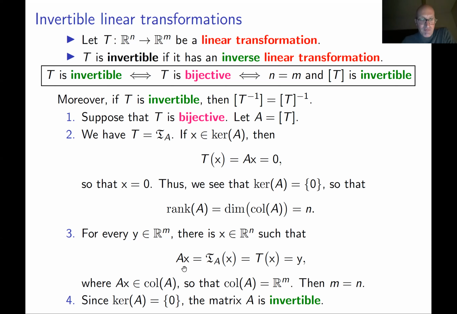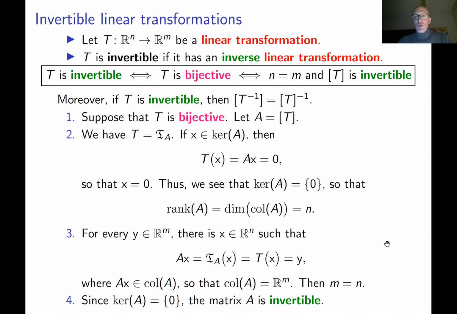And we just proved that the column space is R^M, because the column space lives in M-dimensional space, and every vector in R^M can be obtained as a linear combination of the columns. So the column space is R^M. But we already know that the dimension of the column space is N, and the dimension of R^M is M. So M must be equal to N. So we proved this.